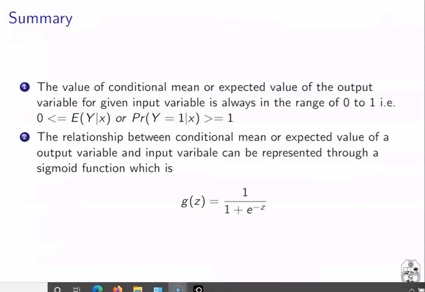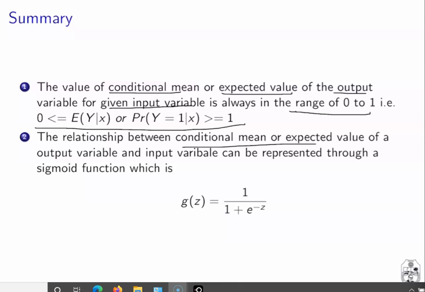So in this video, we have defined one of the most important concepts, called the conditional mean or the expected value of the output variable for a given input variable, which is always in the range between 0 and 1. The value of the expected value is always between 0 and 1. And the relationship between the conditional mean or expected value of an output variable and the input variable can be represented through a sigmoid function whose graph is like this.